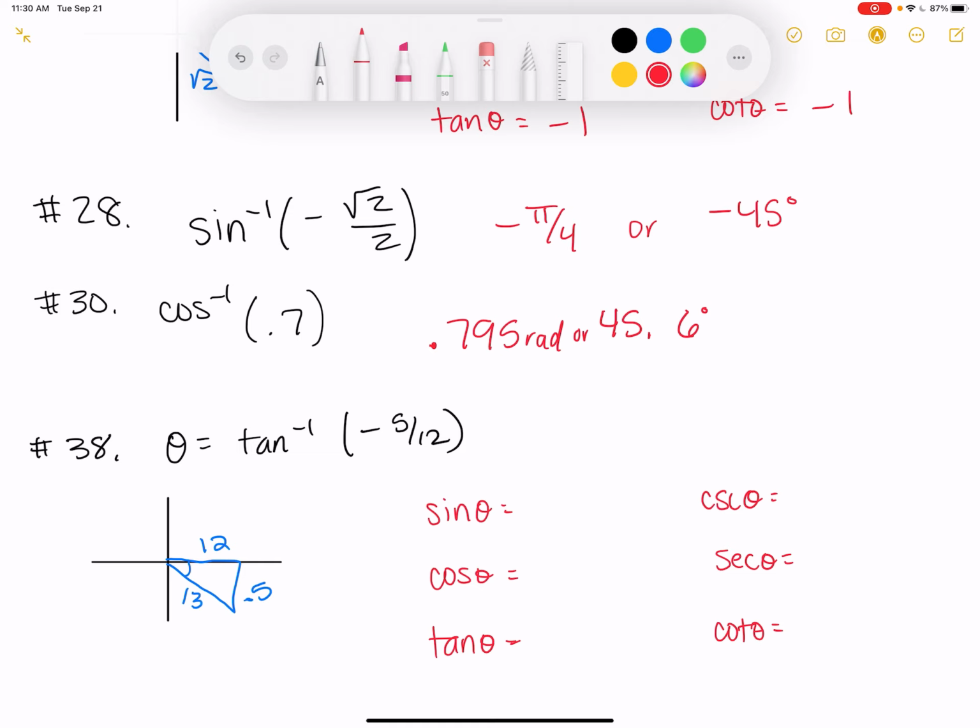So sine is opposite over hypotenuse, so negative 5/13. Cosine, adjacent over hypotenuse, 12/13. Tangent was given to us, negative 5/12. And then I just need to flip them for the other ones. So cosecant, negative 13/5. Secant, 13/12. And cotangent, negative 12/5.